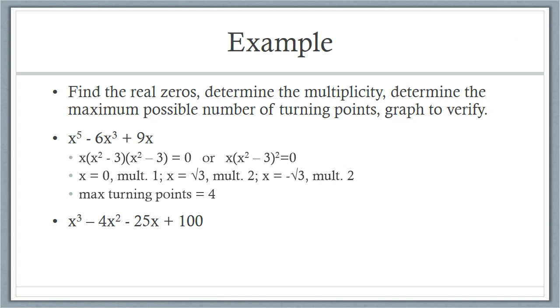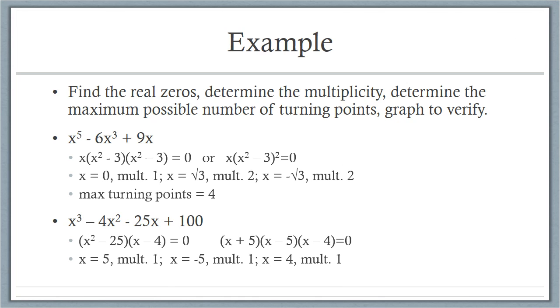And our final problem here, now this might have been a little difficult. We have factored these before. You have to do it by grouping. You get x squared minus 25 times x minus 4, which further factors into x plus 5 times x minus 5 times x minus 4.